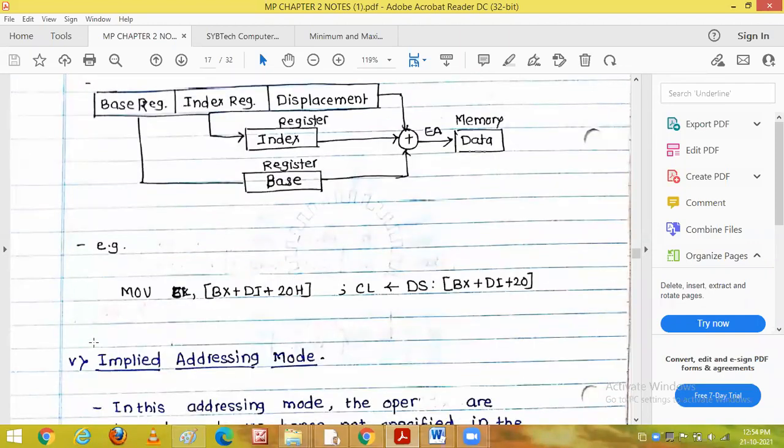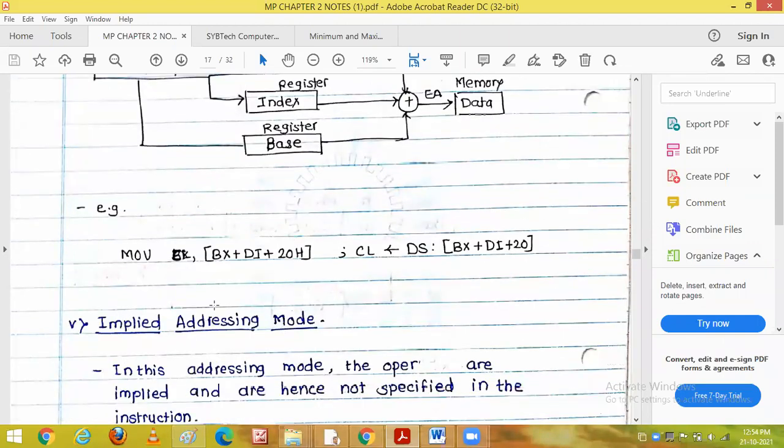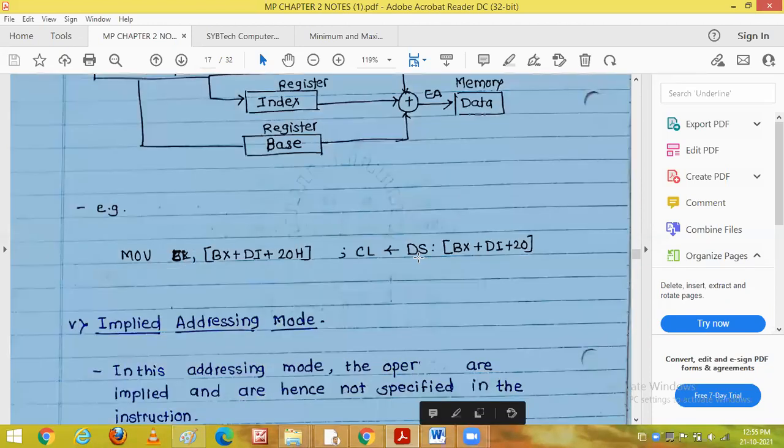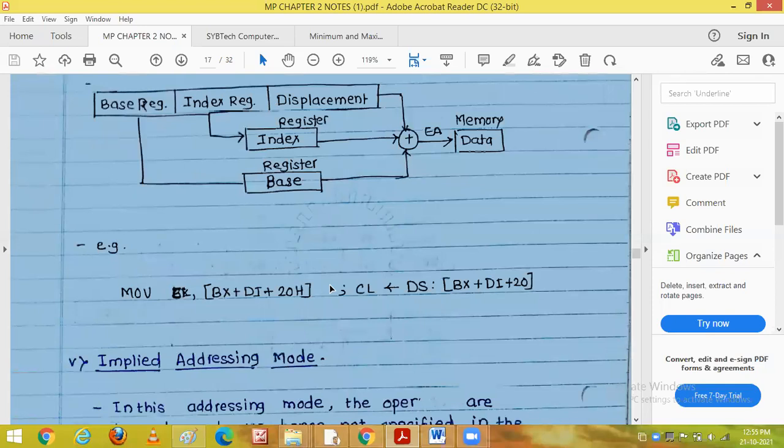So next, we will move to the implied addressing modes. For example, BX, DI, and 20H, all together you transport into CL. Note that it is a CL, this is a CL, it is not cut or removed. So CL is what is under the square bracket: BX plus DI plus 20H. Okay, so it means all these are transported into the CL register through the data segment DS. Okay, this is all about the 4 types of subcategories of indirect addressing modes.